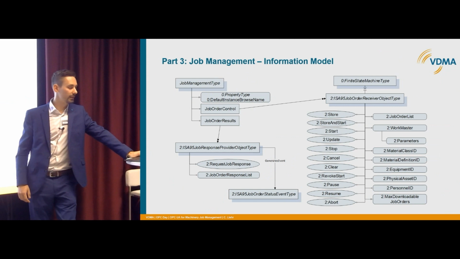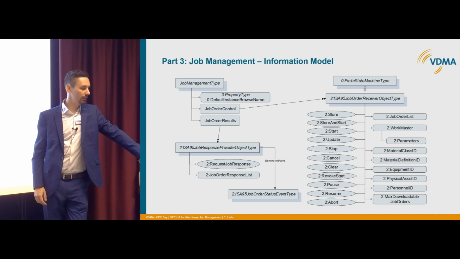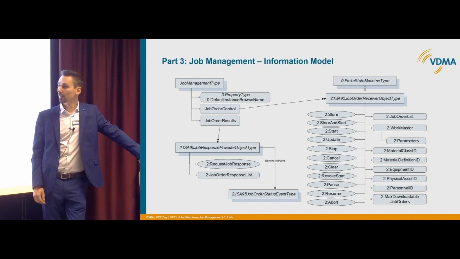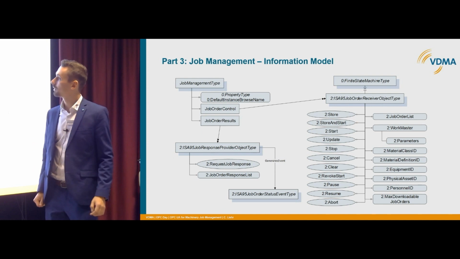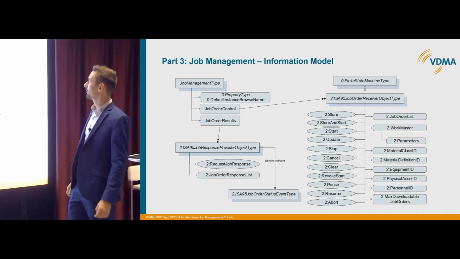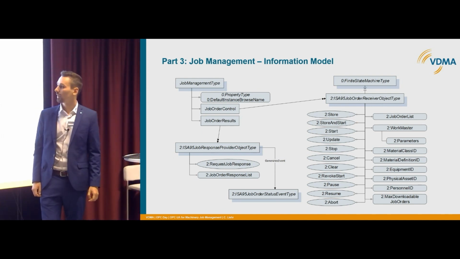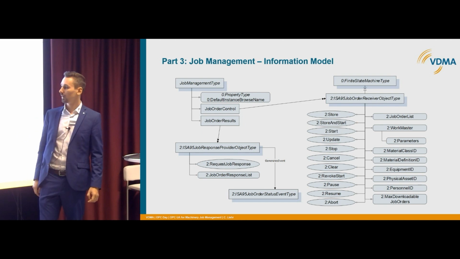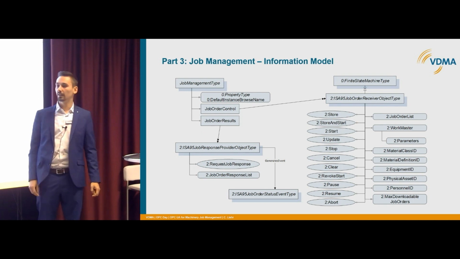Okay, now after having a look into the job state machine, let's dig a bit deeper into the information model. And what we can see here is the job management type that provides the two objects, job order control and job order result. Job order control derives from the job order receiver object type, and the job order result derives from the job response provider object type.